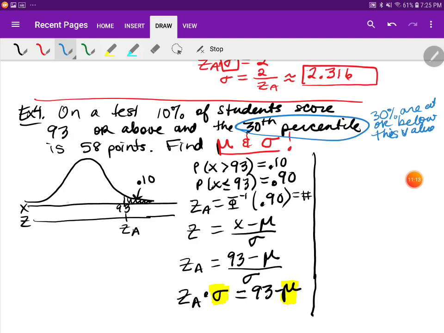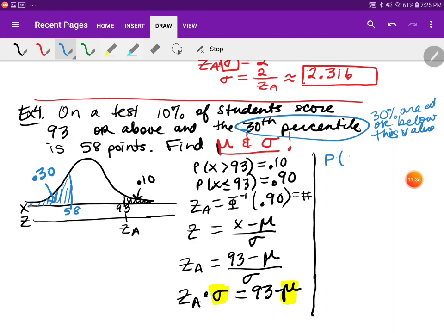So 58 being the 30th percentile means that 30%, so think of it like if you had the 98th percentile, that'd be really awesome, right? And in fact, this 93 is the 90th percentile because the area to the left is 90. Okay, so this is 0.30. And if both of them were to the left, I'd probably draw two separate pictures.